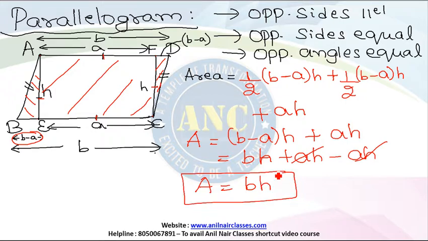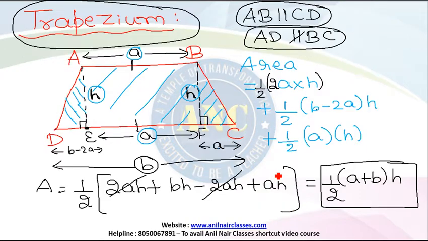Simple, sir. Area of a parallelogram is nothing but how much? Base into height. Sir, what is the difference between a parallelogram and a trapezium then? It is very simple. In simple language, here it is B into H that I got for the parallelogram. Here it is A into H also, and this half is included.